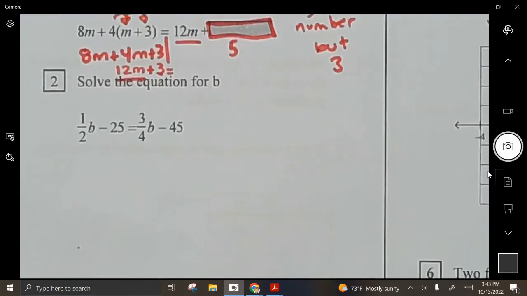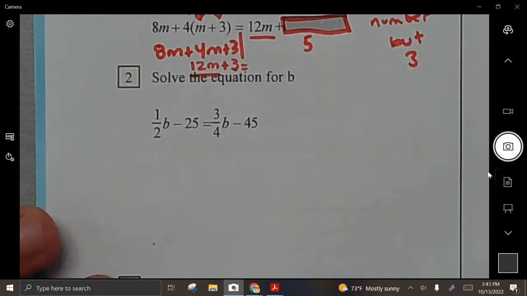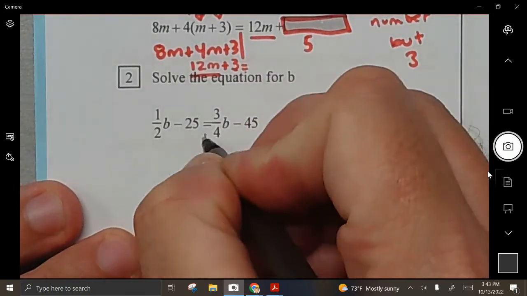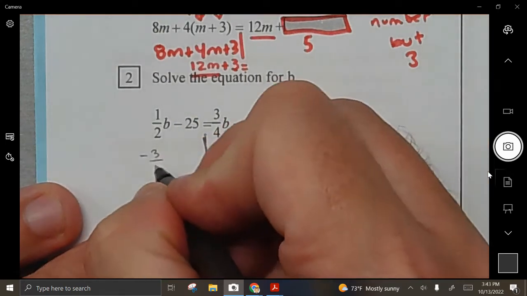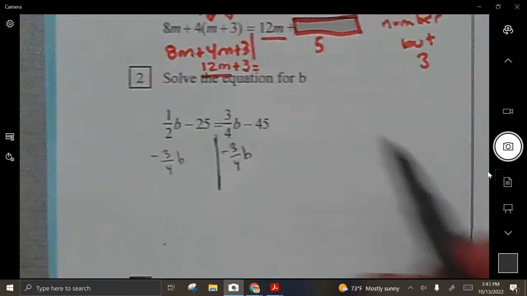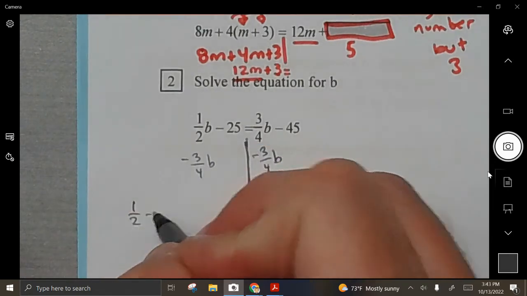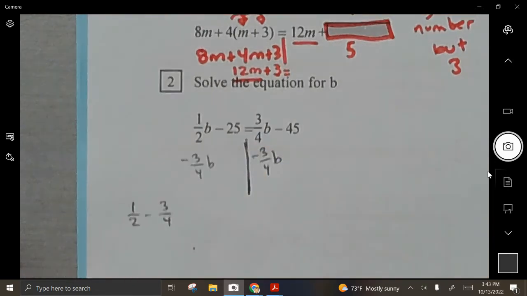All right, now we're going to go to this next one. Okay? Take your time on this one. We're going to go letters to the left. We're going to subtract 3/4 b. We're going to do this math right here. We're going to subtract 1/2 b minus 3/4 b.